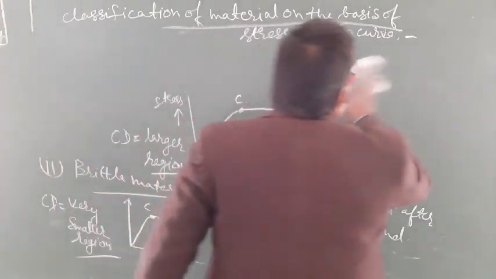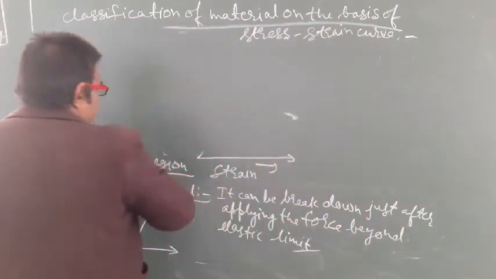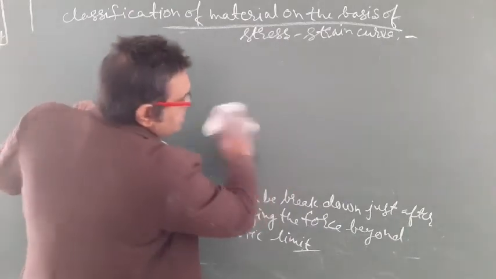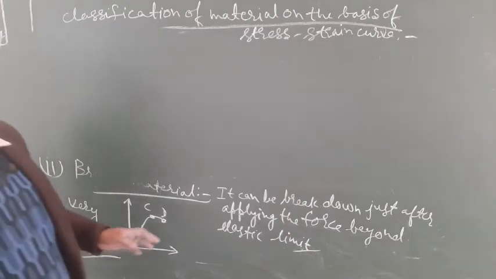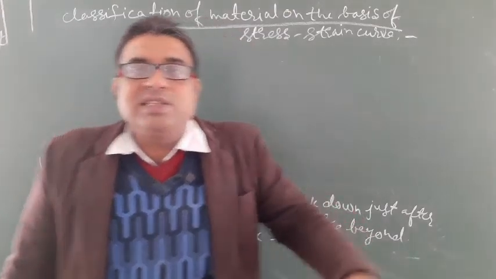The next category is malleable materials. Malleable materials, or the property of malleability, is that which can be compressed into thin sheets.